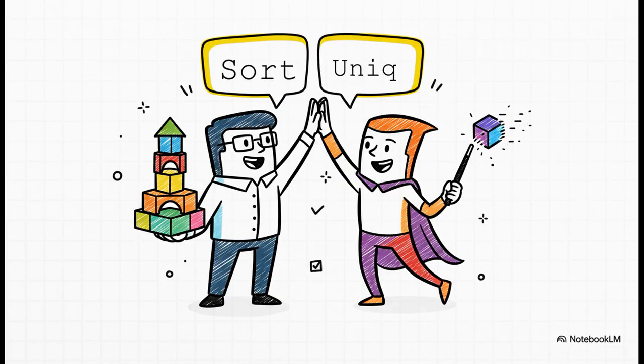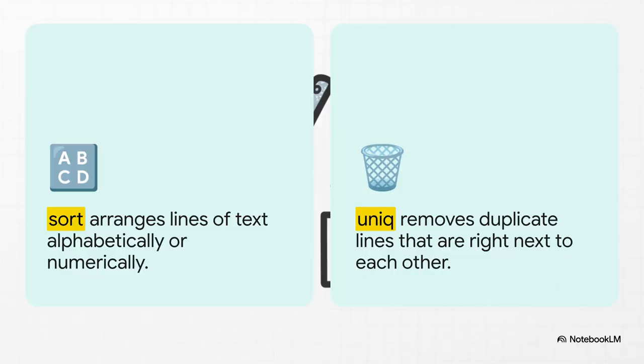And that solution is what I like to call the 1-2 punch for text files, the commands sort and uniq. Seriously, once you see how these two work together, you'll be able to clean up messy files in like seconds. It's a total game changer. So what's the deal with these two?